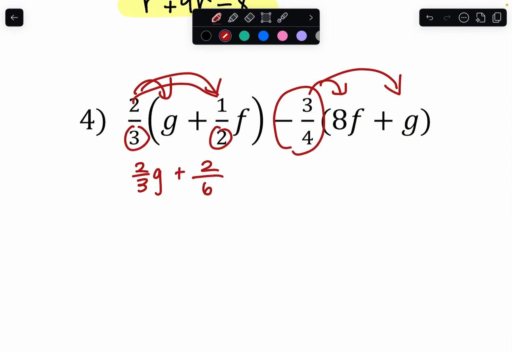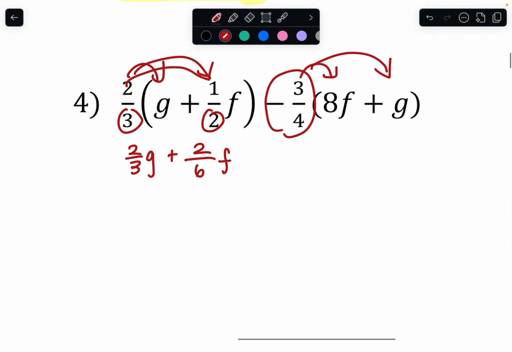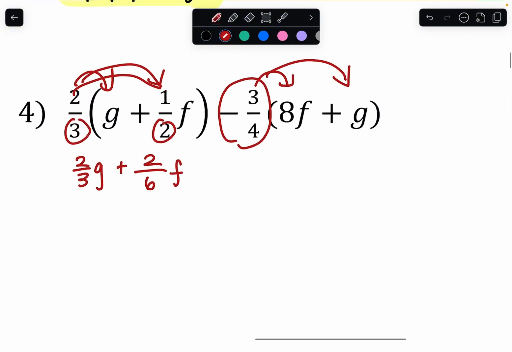Whenever you multiply fractions, you just multiply the numerators, multiply the denominators. And then there's still an f there. And we'll be able to simplify that 2/6 to 1/3, but we'll do that in the next step. Next, we're distributing a negative 3/4. And so negative 3 times 8 is negative 24. And it's still going to be divided by 4, but I'll wait and do that in the next step. And then negative 3/4 times g is negative 3/4 g.